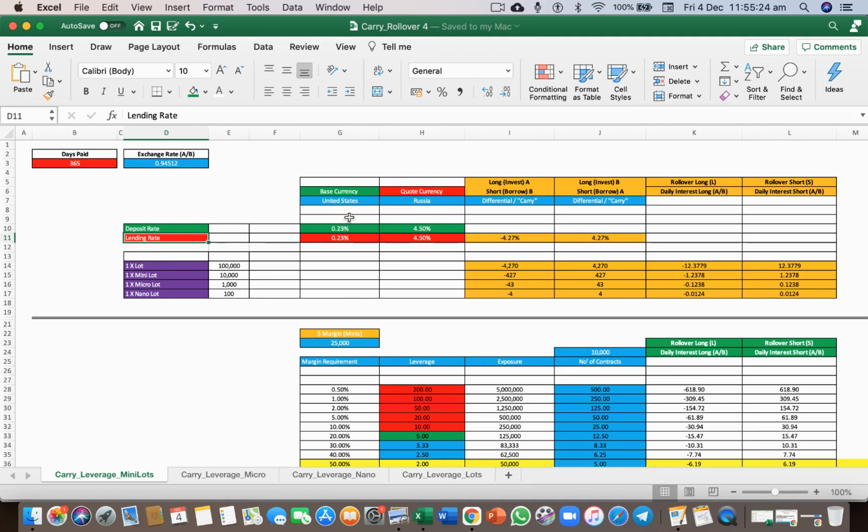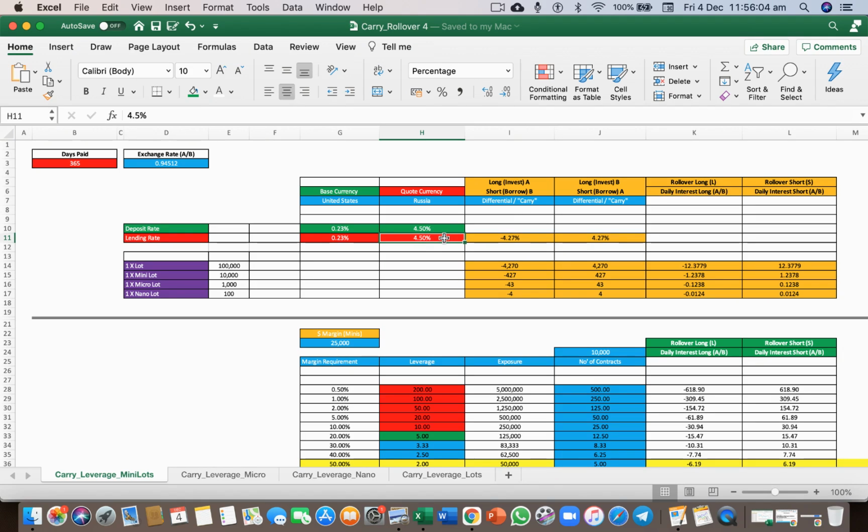Now, if I borrow US dollars from the bank, I'm going to be charged around 0.23%. Okay, so there's the lending rate and there's the deposit rate. So this basically means if I buy the US dollar in the currency markets, I'll receive interest of 0.23% over 12 months. If I borrow the US dollar in the exchange rate, I'll pay out 0.23%. Russia's interest rate is 4.5%, so much higher than the United States. If I buy the Russian ruble, I'll receive 4.5% interest on the rubles that I purchase. And if I borrow the Russian ruble, I'll have to pay out 4.5%.